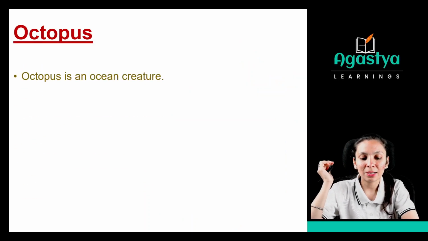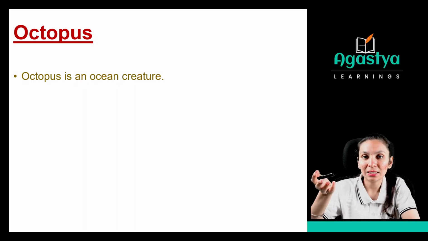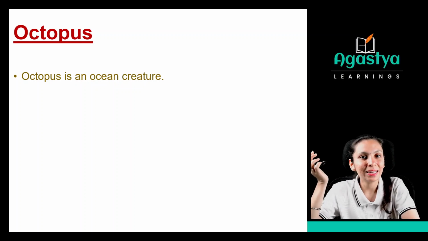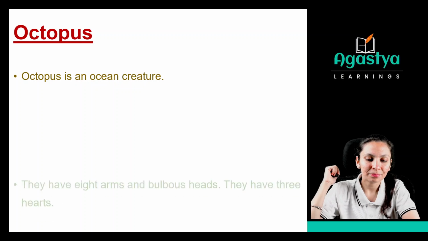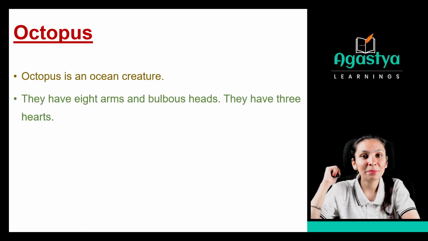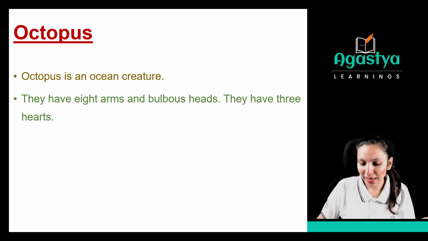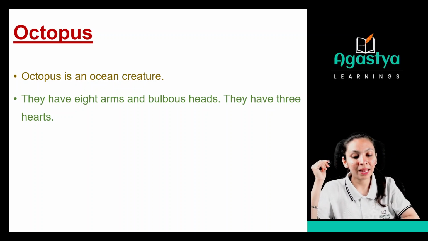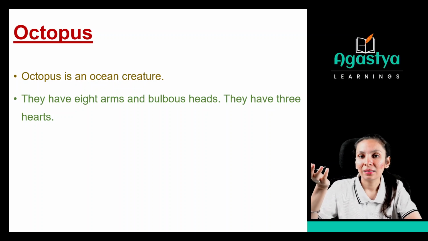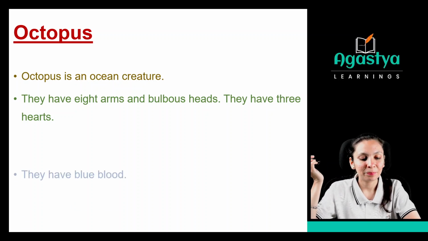The octopus is an ocean creature because it is living in the ocean. They have 8 arms. Yes, we have seen, right? So they are having the 8 arms and a bulbous head. They have 3 hearts. In this point also we are correct.